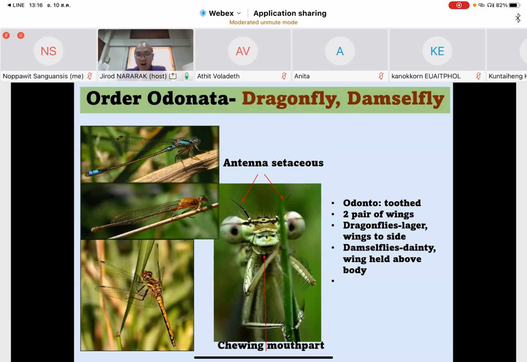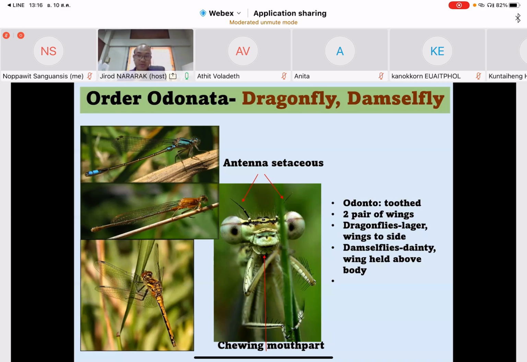And the spot ID of this order: you can see they have long and slender wings and a long, thin body. How are dragonflies and damselflies different? You can see here, the dragonfly has larger wings extended to the side like this, and the damselfly has tiny wings held above the body. The details you will study next week.